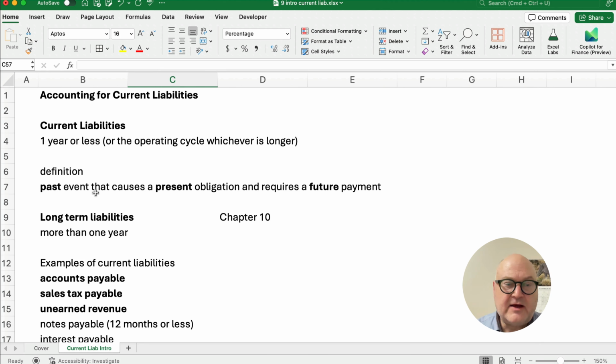Now the definition of current liabilities or any liability is it's a past event that causes a present obligation and requires future payment. Now what's the difference in current liabilities and long-term liabilities? Well, long-term liabilities are greater than 1 year.